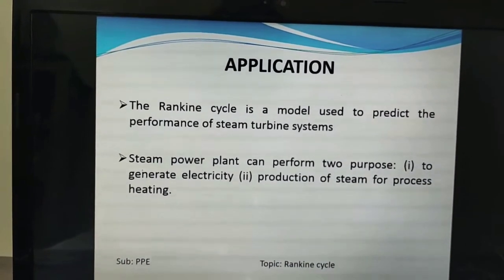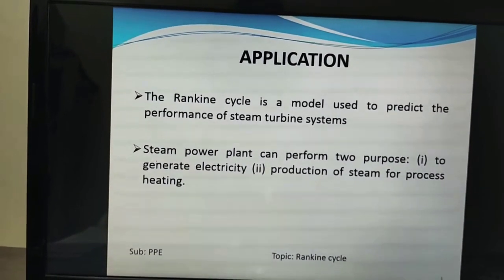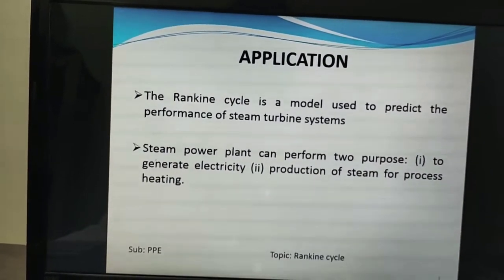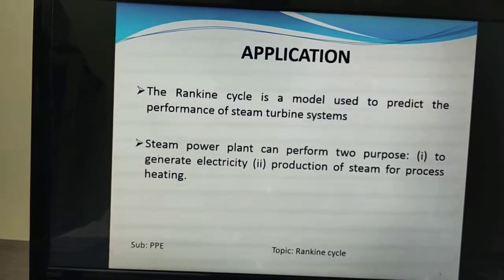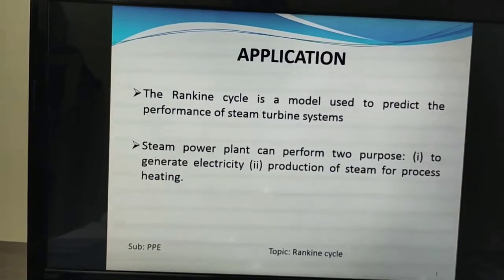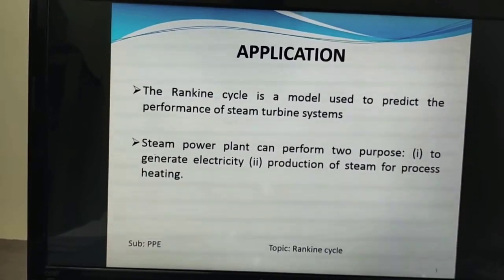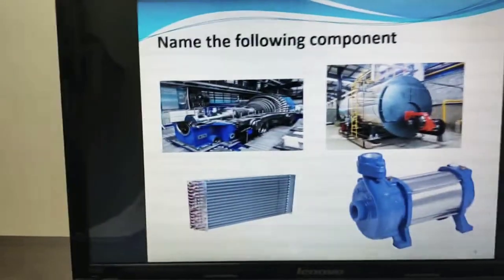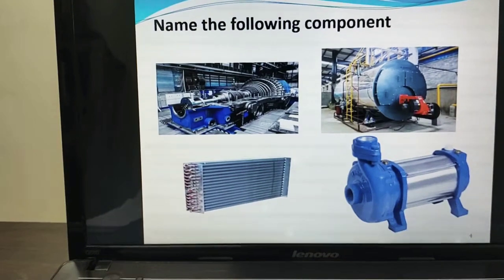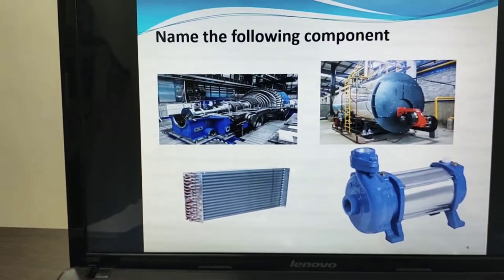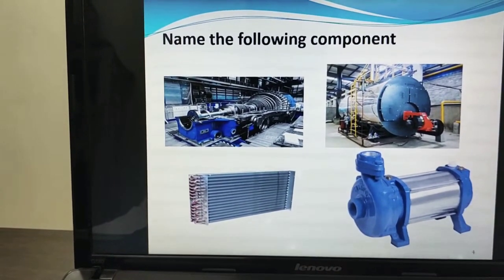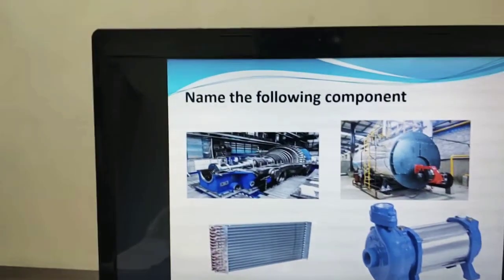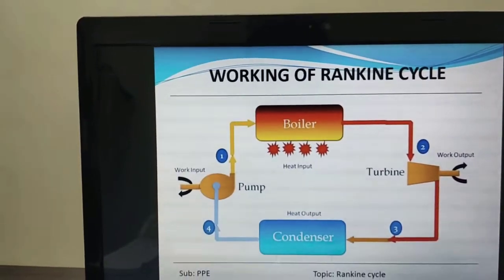Now, what are the applications? The Rankine cycle is a model used to predict the performance of the steam turbine. A steam power plant can serve two major purposes: to generate electricity, and to produce steam for process heating. Now, do you know about these components? The first one is the turbine, second one is the boiler, third one is the condenser, and the last one is the pump. These components are utilized for the Rankine cycle.